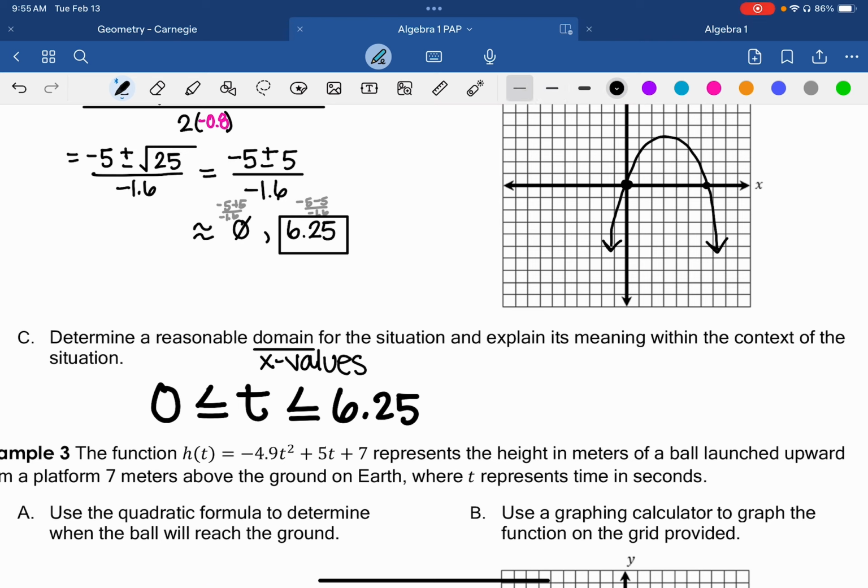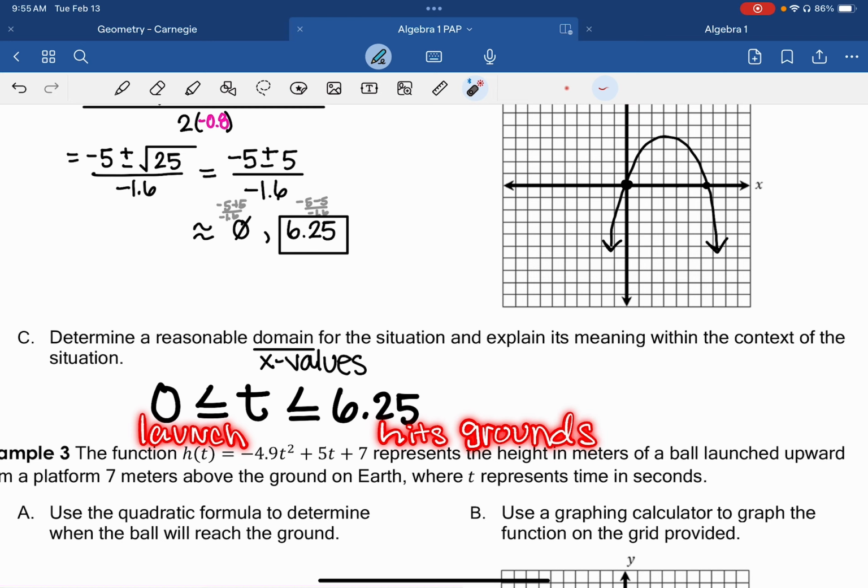Okay. At 0 seconds the ball is launched, and it hits the ground at 6.25 seconds. So that explains its meaning. This is the launch of the ball, and this is when it comes back and hits the ground.